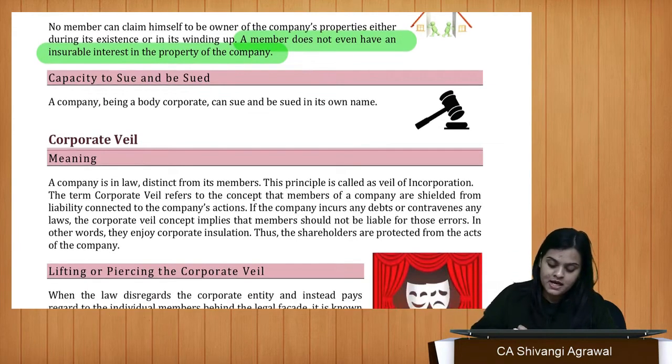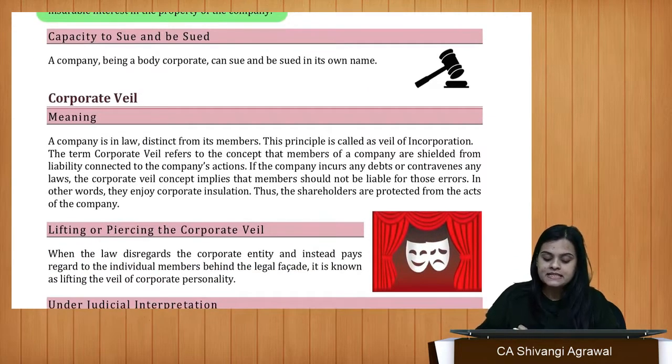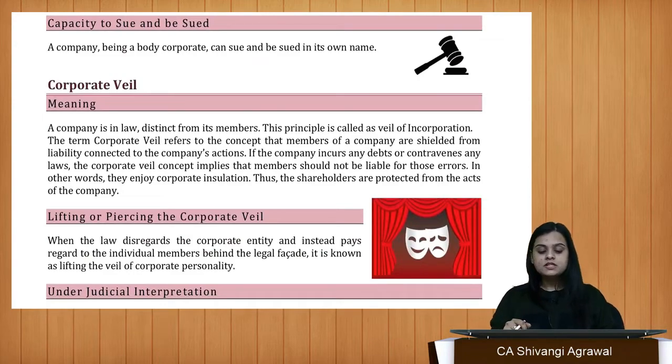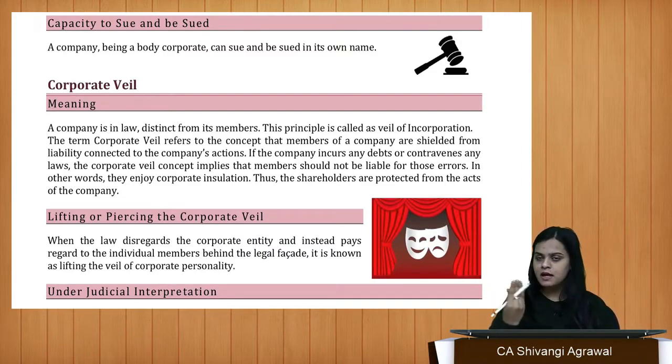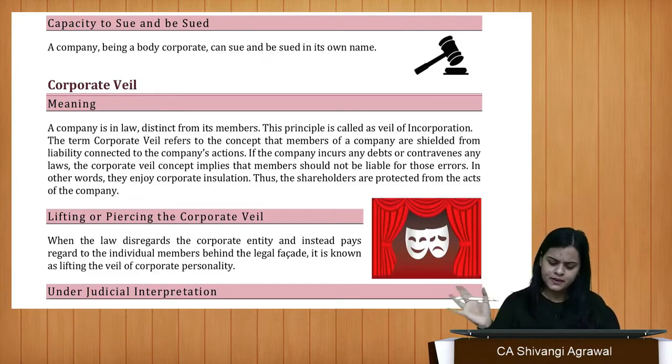Okay, capacity to sue and be sued. So a company is a body corporate, you can sue it. And the company can also sue someone else if the company suffers from any breach or anything like that. Okay, simple point.